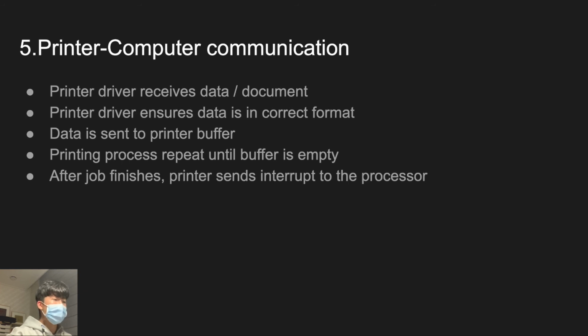Now the data is sent to the printer buffer, and the printing process is repeated until the printer buffer is empty. And after the job finishes, the printer will send an interrupt to the processor that it has finished all the jobs. And this is how the computer and the printer communicate with each other to perform a job. So that is all you have to know for a printer. You just have to know the descriptions, comparison between laser and inkjet, and finally how the computer interacts with the printer to do the job.